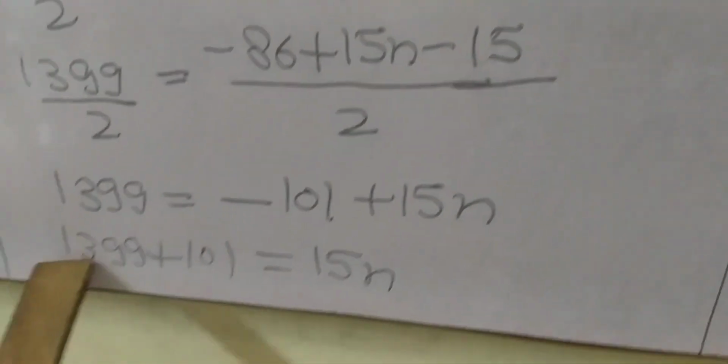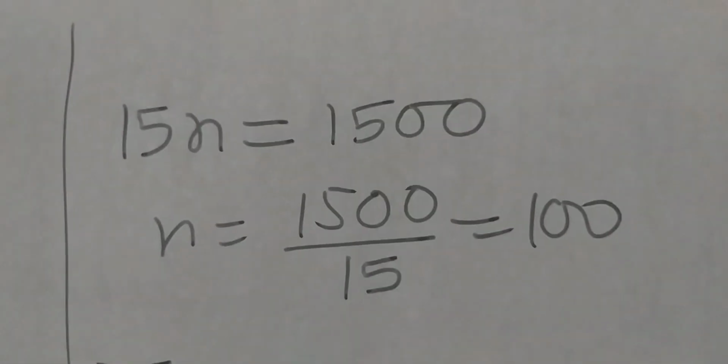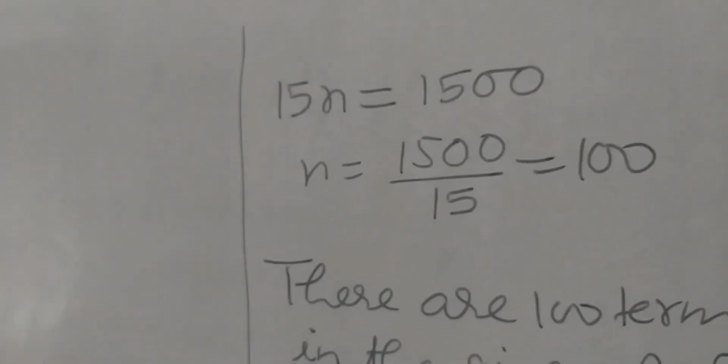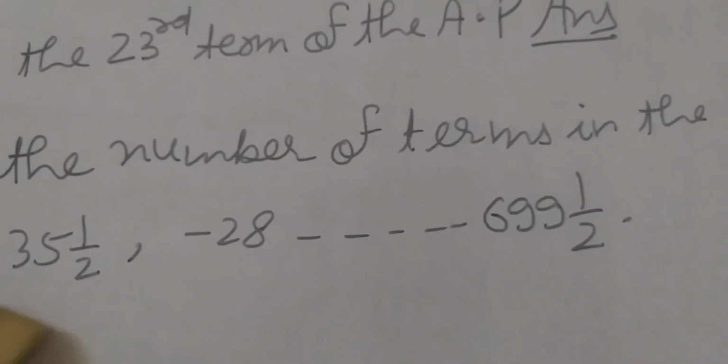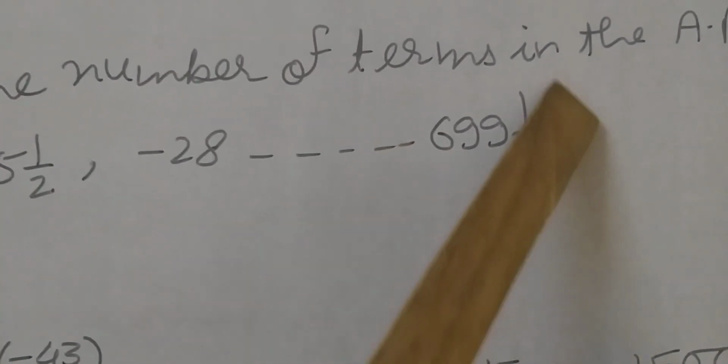15n equals 1399 plus 101, 1500. n equals 1500 upon 15. n equals 100. It means this AP contains 100 terms, and this is the 100th term of the AP.